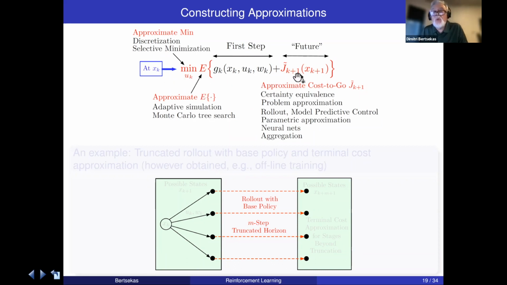And by the way, there are corresponding possibilities for multi-step look ahead. I'm showing here only the one-step look ahead.